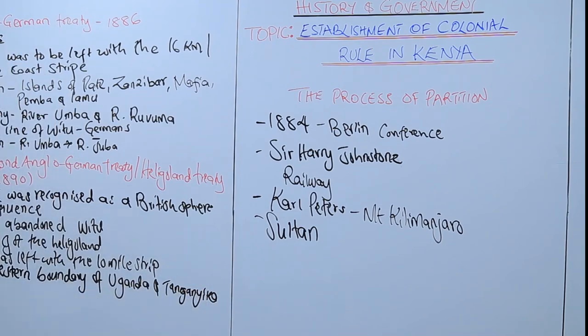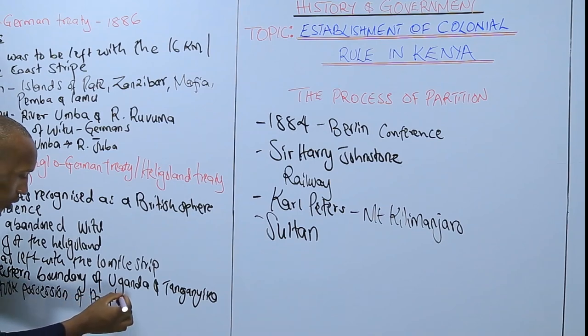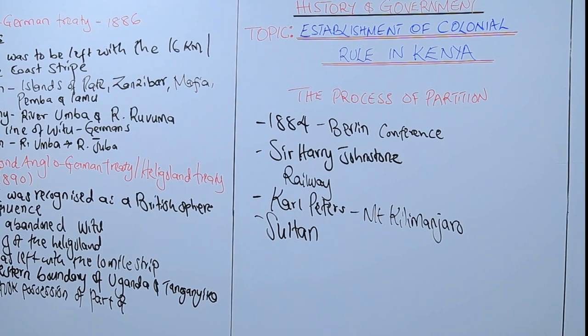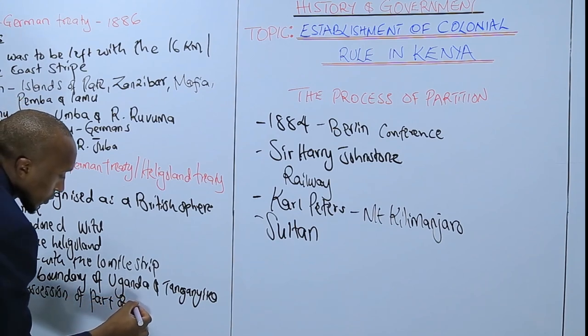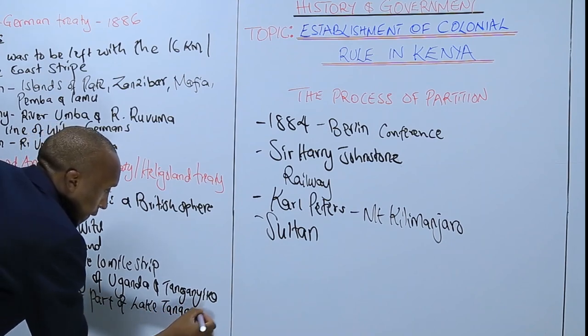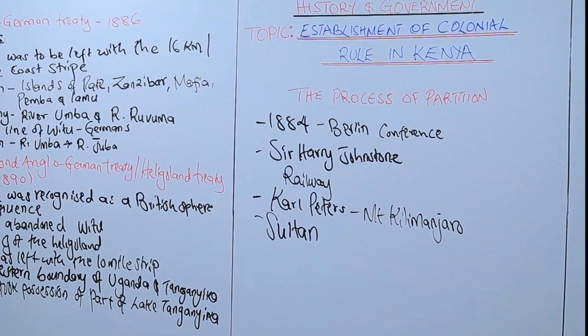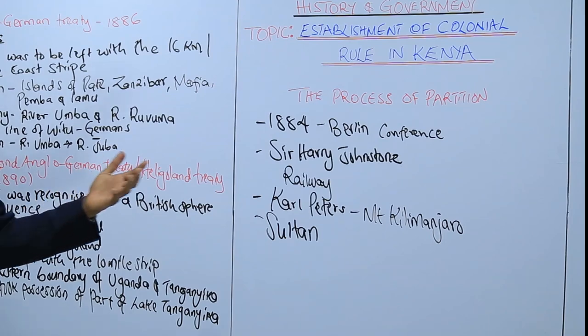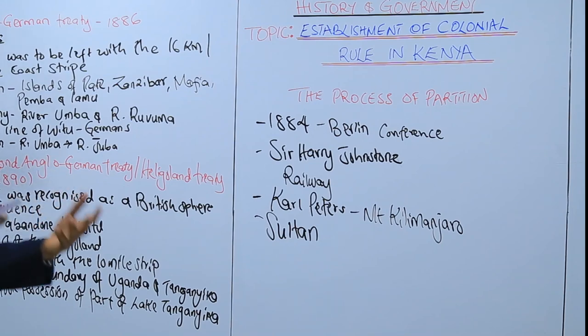And then lastly, Germany took possession of part of Lake Tanganyika from the British at a cost. So these conflicts were the events that led to Kenya becoming a protectorate.